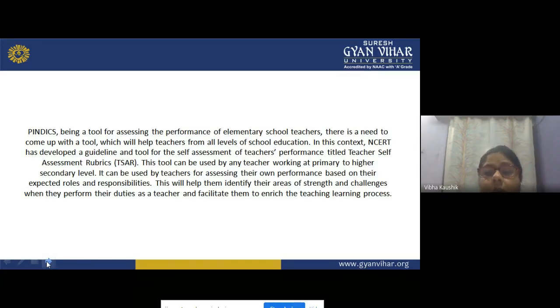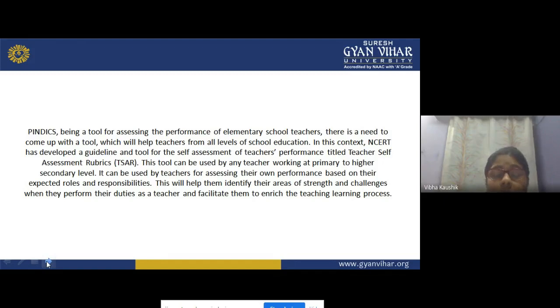In this context, NCERT has developed a guideline. Now the NCERT is working, and they are giving guidelines to all the makers of curriculum, and those who are involved in the teaching learning process, to develop a tool for self-assessment of teacher performance, titled Teacher Self-Assessment Rubrics. The title which was given by them is Teacher Self-Assessment Rubrics.